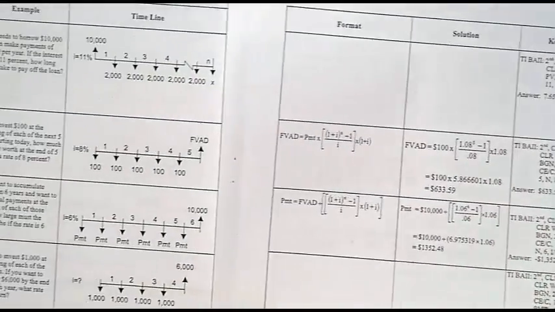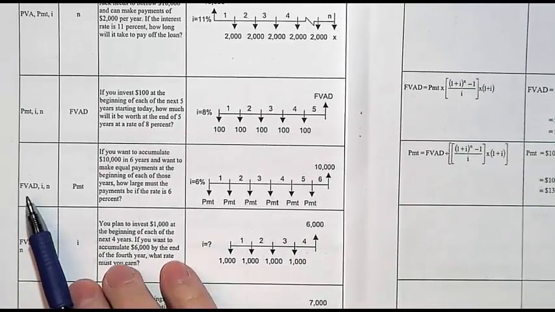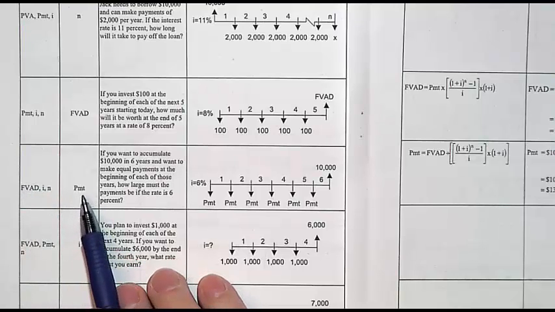Let's look at another structure. Well, same structure, it's just what's the knowns and what's the unknown. So in this case, we know the future value, but we don't know what the payments are.